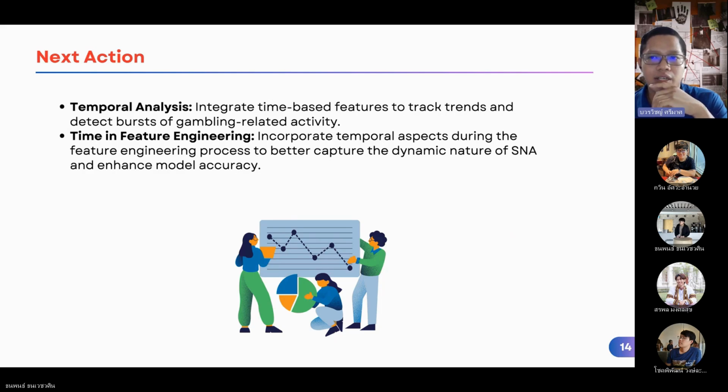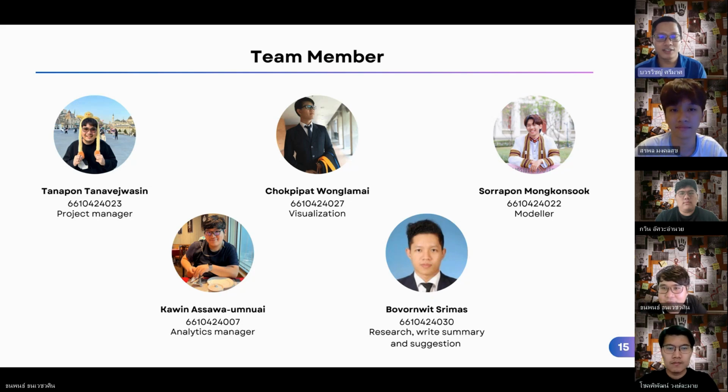Next, the next actions are classified into two groups. First, temporal analysis: add time-based features to monitor trends and identify sudden spikes in gambling-related activities. Second, time in feature engineering: consider the time dimension during feature engineering to better reflect the dynamic behavior in social network analysis and improve model accuracy. And the last one is our team member page.